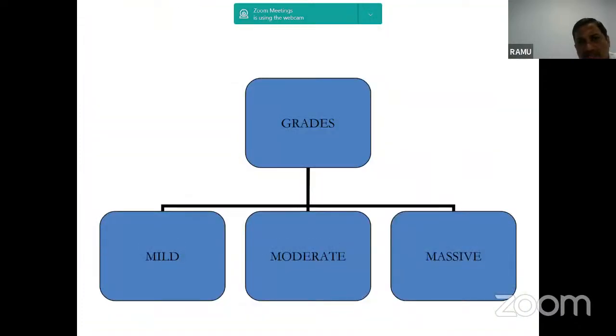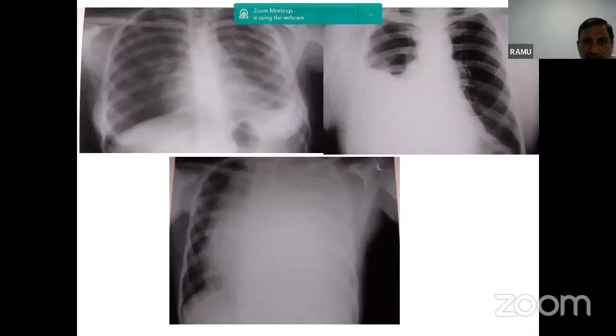Based on the X-rays, previously they used to grade as mild, moderate, and severe. Of the above three X-rays, the first one is a mild pleural effusion, the second one is a moderate pleural effusion, and this is a massive pleural effusion.